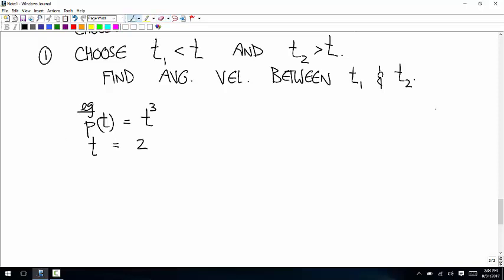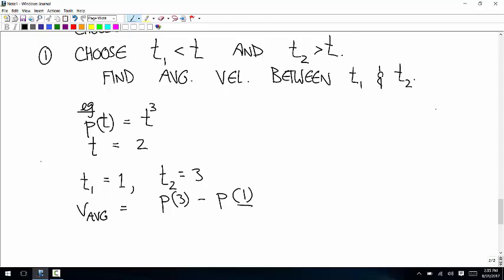Okay, so for step 1, I'm going to choose a t1 that's less than 2, I'll choose 1. And a t2 that's greater than 2, I'll choose 3. And now we're going to calculate the average velocity between those two. So V average is the position at time t2, so position at time 3, minus the position at t1, so position at 1, divided by 3 minus 1.